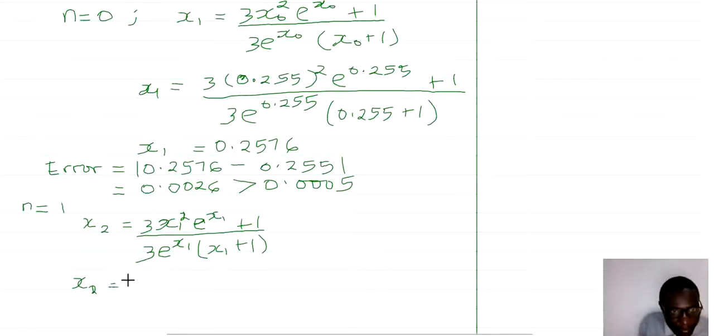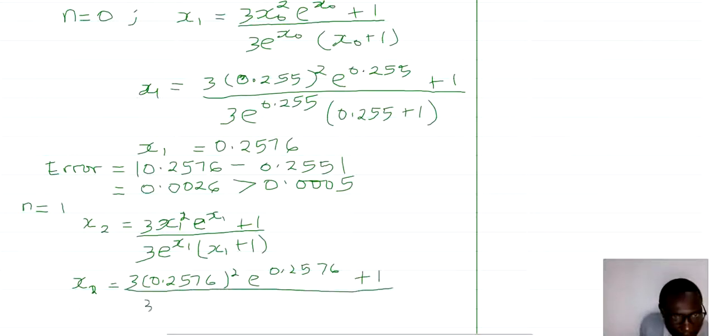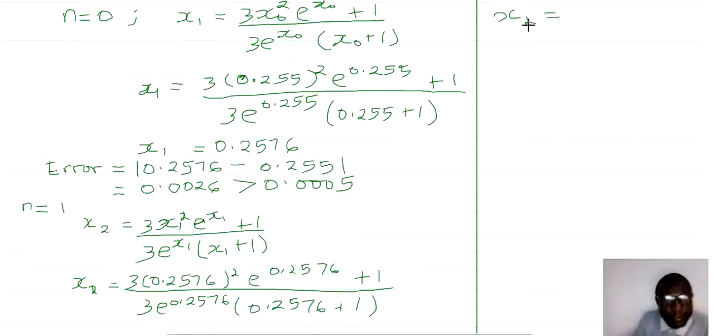x2 is now equal to, let's substitute in for x1, 3 into bracket x1, which is 0.2576 squared exponential 0.2576 plus 1 over 3 exponential 0.2576 into bracket 0.2576 plus 1. So when you compute very well, x2 is going to be equal to 0.2576. Now let's look at the error.